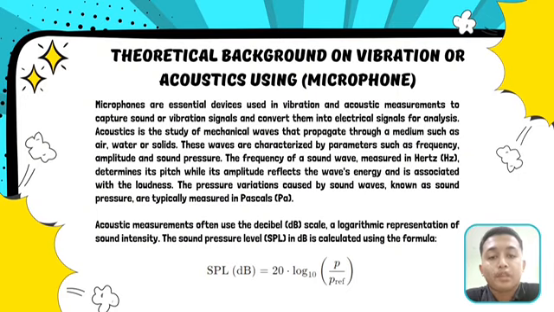Acoustic measurement often uses the decibel scale, a logarithmic representation of sound intensity. And the sound pressure level, SPL, in dB is calculated using the formula SPL equals 20 log P over P ref.